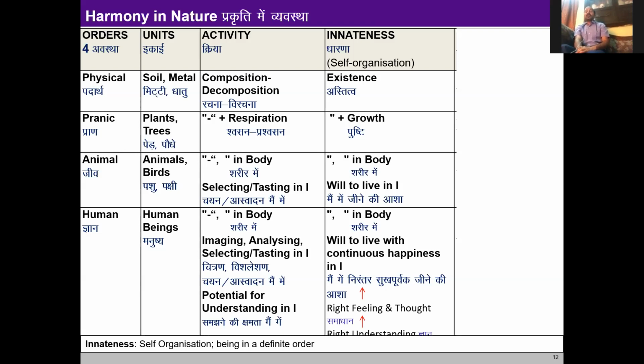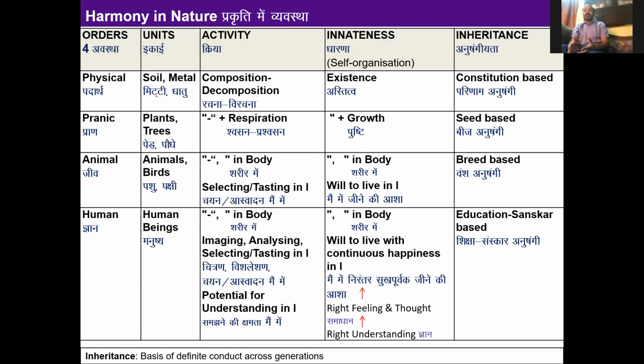So what is this? This is basically the will to live. And yes, in the fourth order, the will is over there, but we want to live with continuous happiness. Next, please. Human beings want to live with continuous happiness. Not only happiness, but continuous happiness.